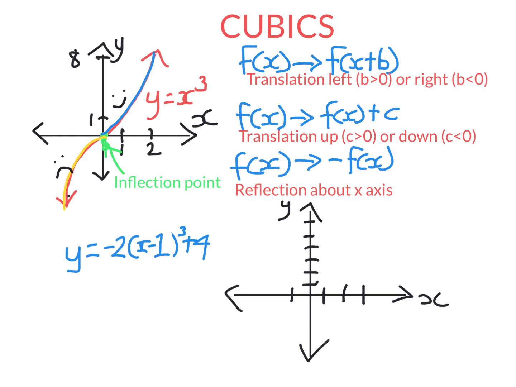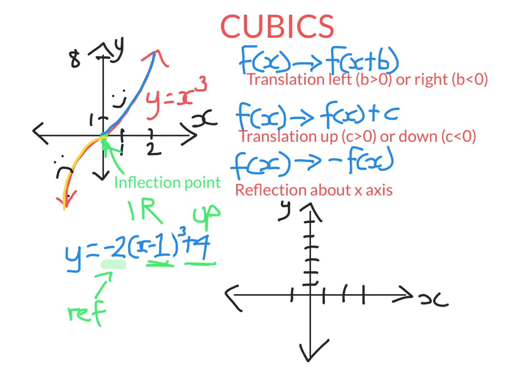So what does this mean? Well, let's say I want to graph this one here: y equals -2 outside of (x minus 1) cubed plus 4. From what we know, this plus 4 has translated it up 4 units. This x minus 1 has gone 1 unit to the right. Remember, it goes the opposite way we'd expect. And because this number out here is negative, that means it's going to be reflected.